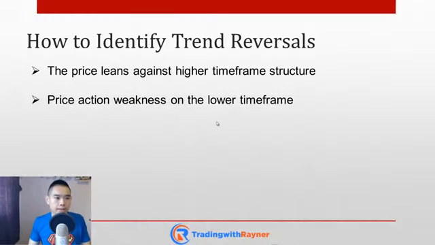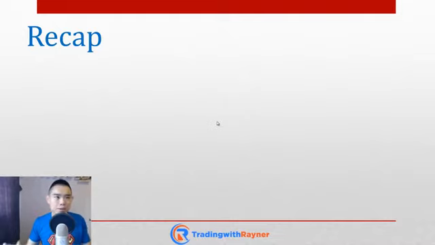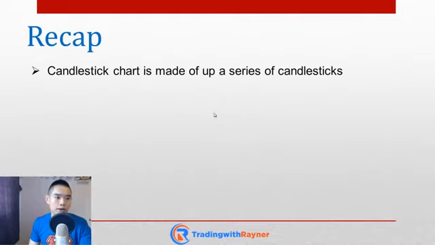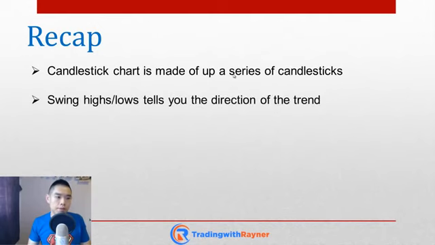All right, so with that said, let's do a recap. It's almost 50 minutes already. Number 1, a candlestick chart is made up of a series of candlesticks. A candlestick chart is just the full thing. A candlestick pattern is just the individual candles that you see on the chart.